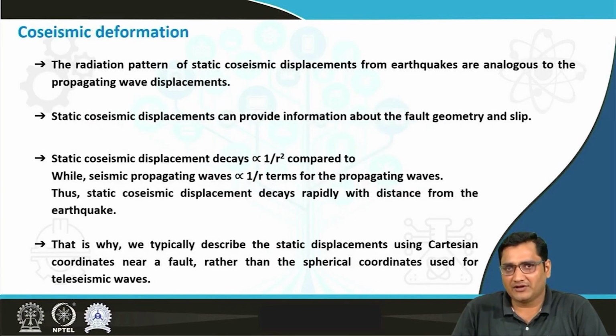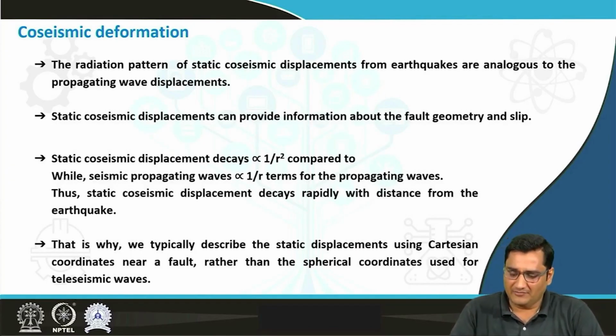Let's start with today's lecture. Here we are going to first discuss co-seismic deformation, where static co-seismic displacement occurs. The radiation pattern of the co-seismic displacements from earthquakes is considered to be similar to the propagating seismic wave displacement. So, static co-seismic displacement can be used to provide important information about the fault geometry and the slip on the fault.